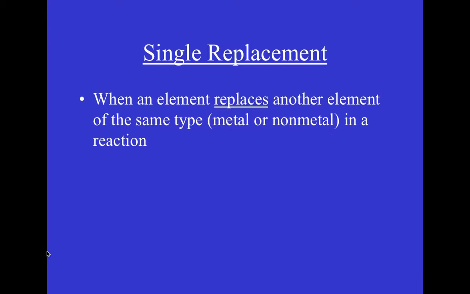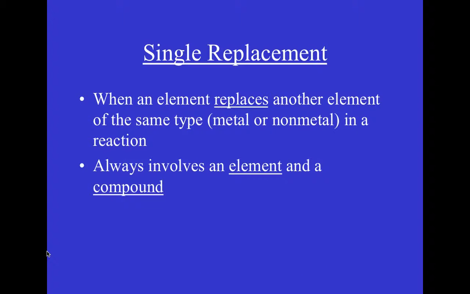The third type is single replacement, because sometimes I have things that aren't either synthesis or decomposition. Single replacement happens when an element replaces another element of the same type. So if it's a single element and it's a metal, it will go into the compound and replace the metal. If it's a nonmetal, it will go in and replace the nonmetal. This always involves an element and a compound.